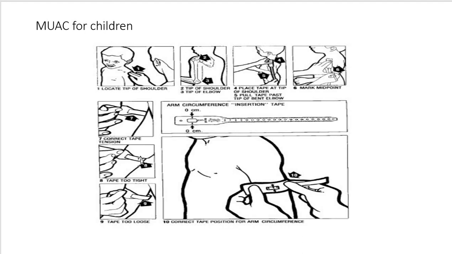It should not be too tight, that is, we should not pull it too much. In the tenth picture we can see the correct tape position for arm circumference. Here, in the window, if it shows green, the MUAC of the child is normal. If it is yellow, it is in the danger zone, meaning moderately or mildly malnourished. If it comes in red, it means severely malnourished.